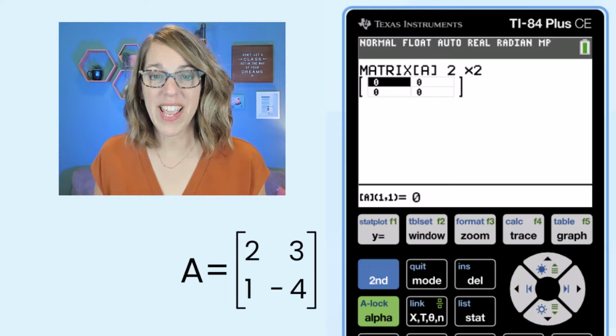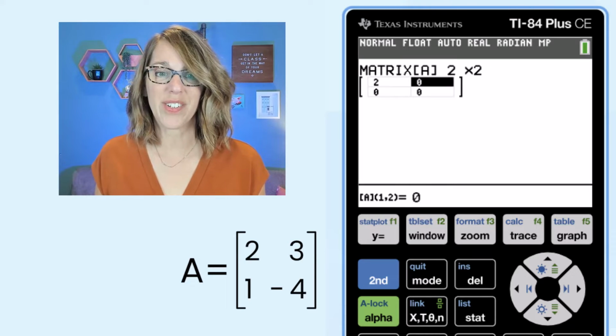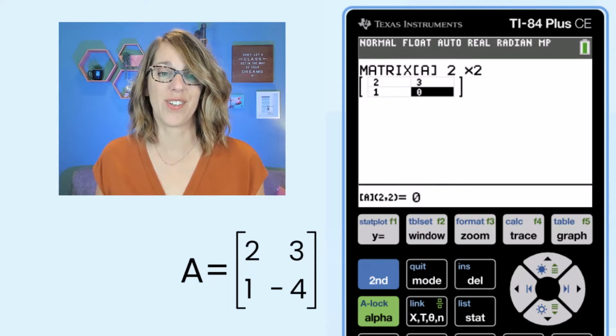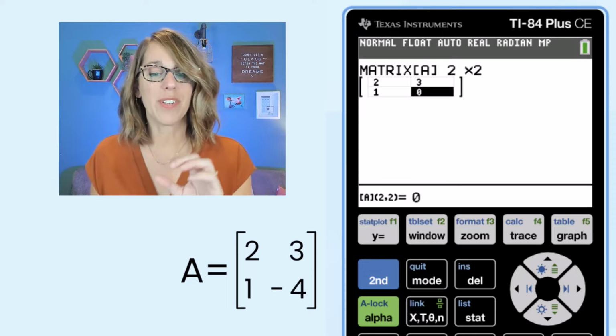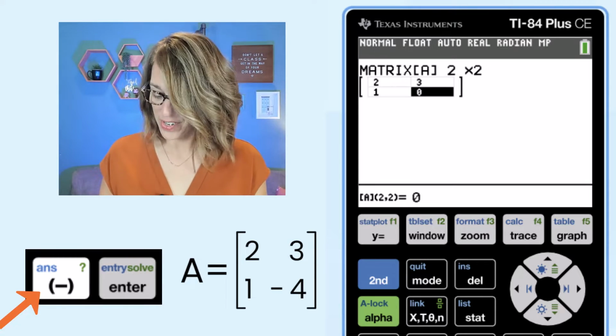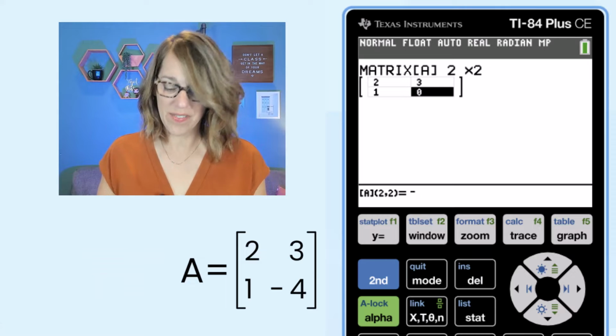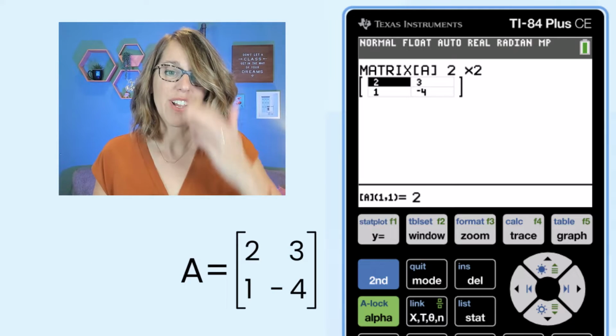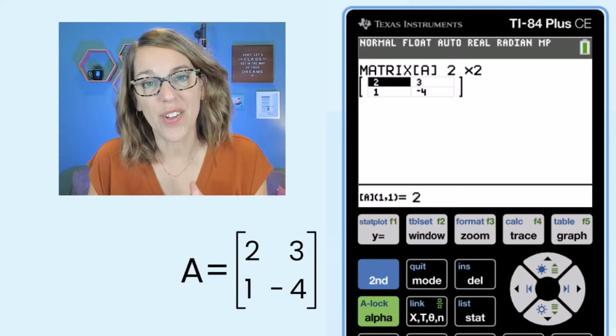Now I can go ahead and type in my entries, and those are 2 enter, 3 enter, 1 enter, and then to get -4, I'm going to use the little negative down by my enter key. So I want negative and then 4 enter. So I've got matrix A all set to go.